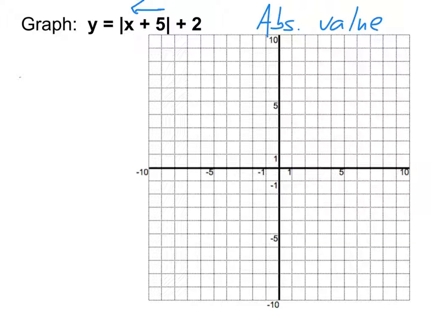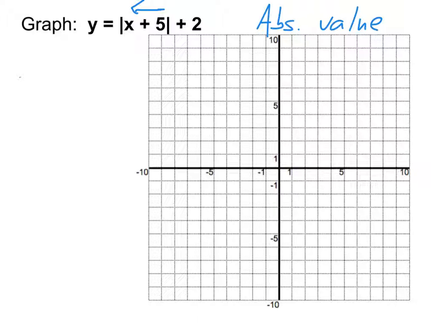And that has absolutely nothing to do with the fact that it's absolute value. That is going to be true of every type of function that you're going to see all year long. A plus will move it left, and a minus would move it right. And I know it's left-right, again, because it's inside with the x.